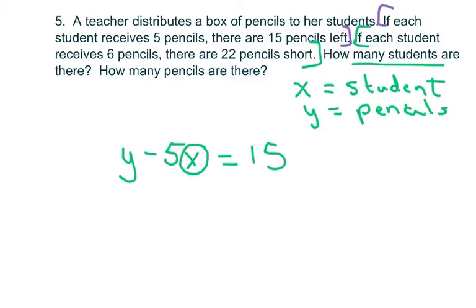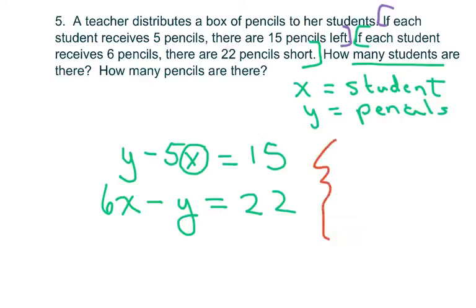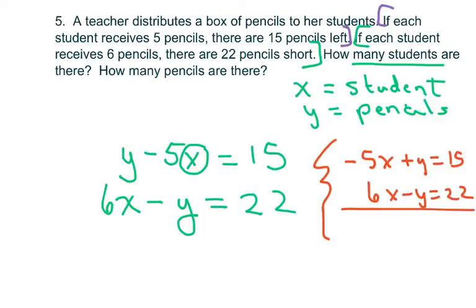Now, however, on the second one, if each student receives 6 pencils, so each student is 6x, then they're short the pencils, so that's minus y, and they're short by 22. So I'm going to rewrite this equation, and I'm going to write this as negative 5x plus y equals 15, and 6x minus y equals 22. So when I solve for this, I get x equals 37. So that means the number of students is 37.